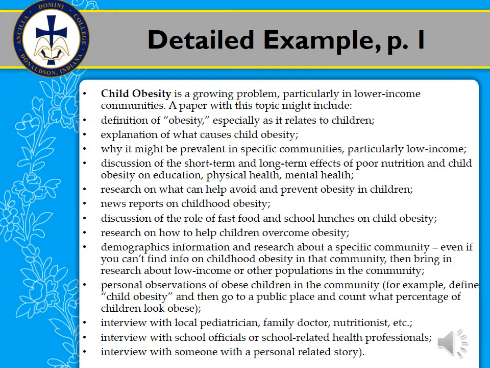So for example, you could get some demographics information and research about a specific community. Again, you may not be able to find specific statistics on child obesity in that community, but you could say, well, we know it's a problem with a lot of low income or a specific population. Some ethnicities do have a little bit more childhood obesity related to them, and you could look at, well, we have this percentage of people within my community, and the rates tend to go up a little bit for them.